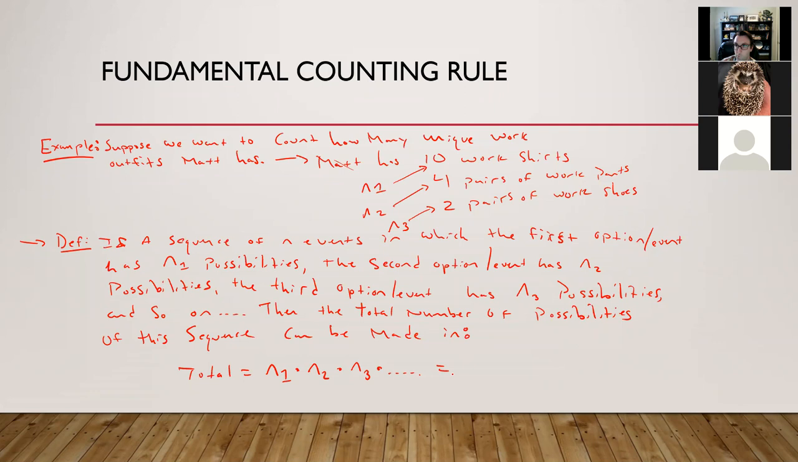Okay, how many pairs of work pants? Yep, and then how many shoes? Yep. So the total number of unique outfits I have, now this is assuming they all match, okay, is 10 times 4, which is 40, times 2. Matt has 80 work outfits. All right. Does that kind of make a little sense?